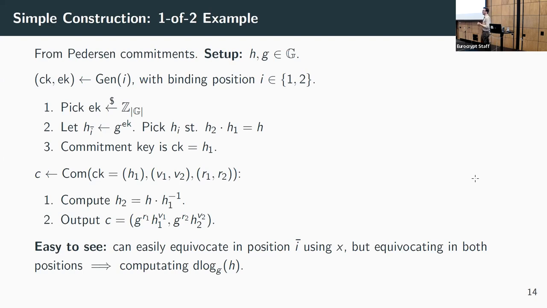And then I'm just going to commit using two individual Pedersen commitments. So I'm going to form the final commitment as g2 to some randomness, h1 to v1, g2 to some other randomness, h2 to v2. How do you equivocate? Well, you equivocate like you normally would for a Pedersen commitment. So you can definitely change the equivocable position.